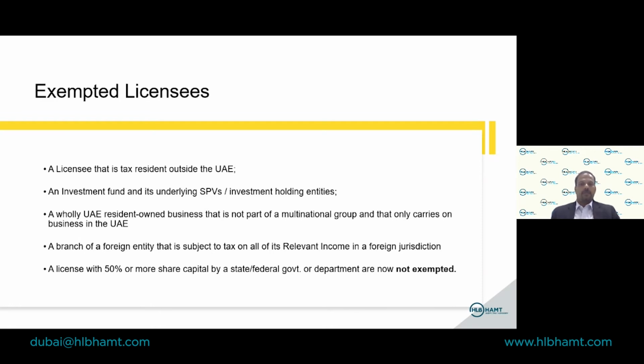A licensee with 50% or more share capital held by a state or a federal government or department is now not exempted. Earlier, in the earlier provisions, it was exempted. We were not supposed to advise a government company or any entity where the state or the federal government was holding more than 50%. But now that exclusion has been taken out, so they are in the regulations now.